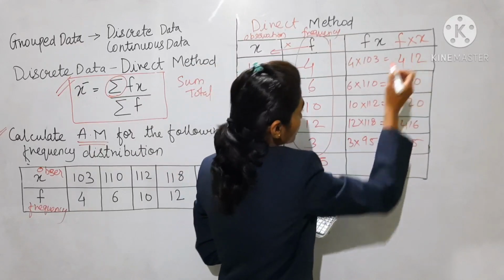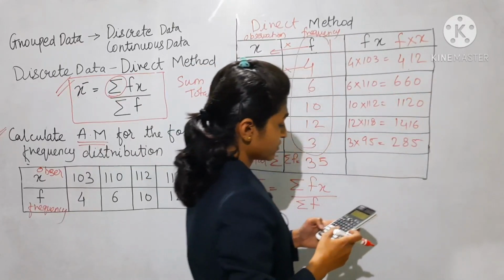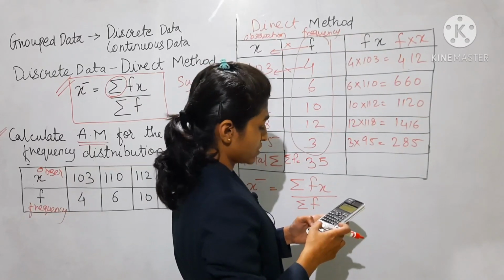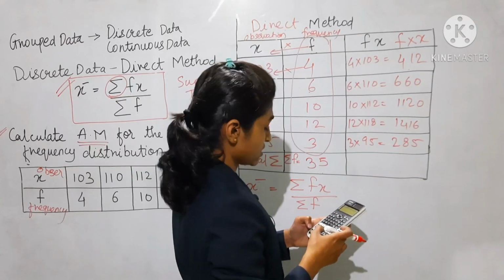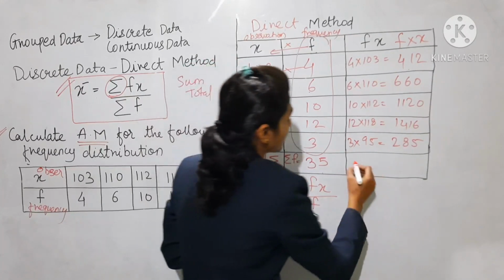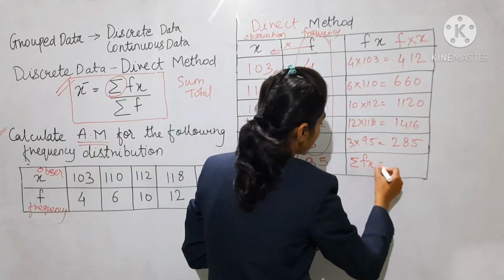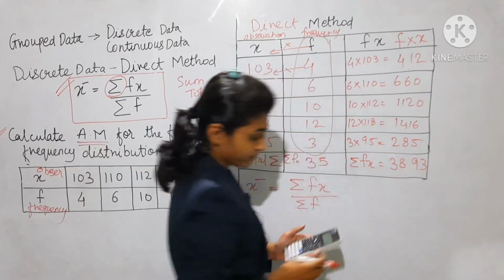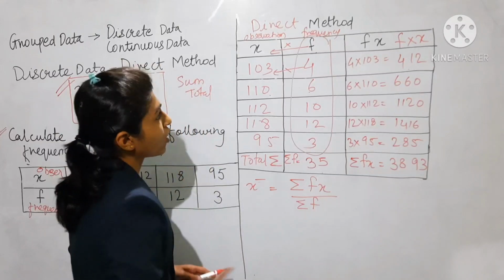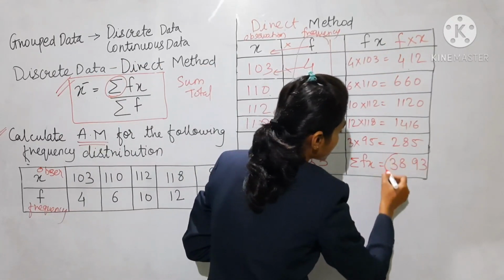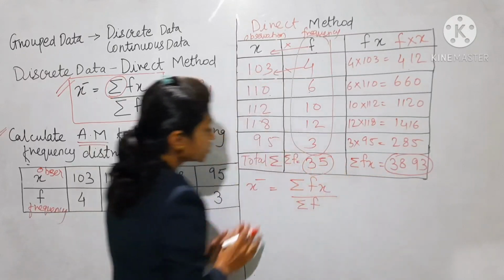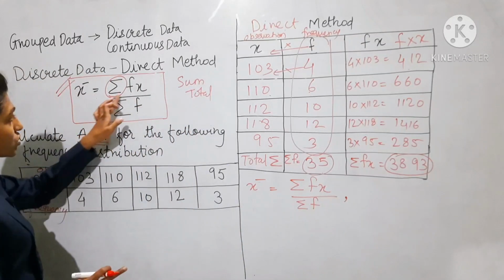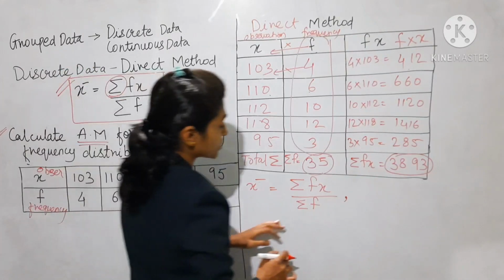Next, now do the total of this. 412 plus 660 plus 1120 plus 1416 plus 285. So summation of fx is equal to 3893. This is the total of fx. Now put the values as per the formula. I hope you have understood the formula: x bar is equal to summation of fx divided by summation of f.